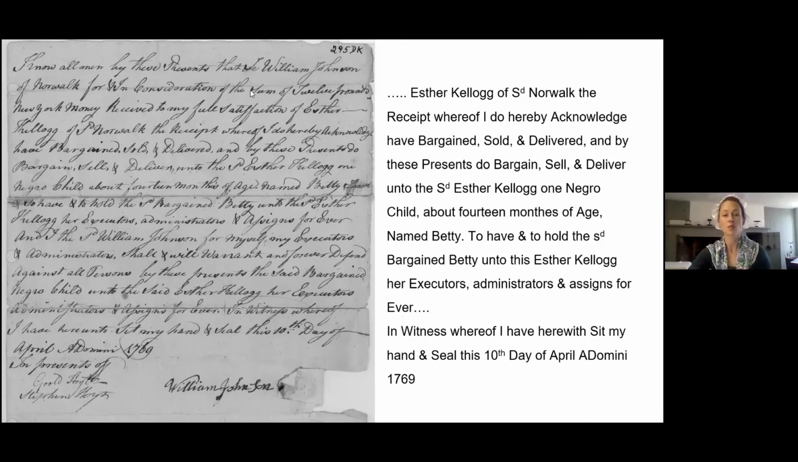So this is where we started. I started here at Keeler Tavern 3 years ago. And this document was shown to me, and it just takes your breath away. So Esther Kellogg becomes Esther Keeler when she marries Timothy Keeler, for whom Keeler Tavern is named. And Esther purchased a roughly 14-month-old child named Betty. And this bill of sale is in our collection.